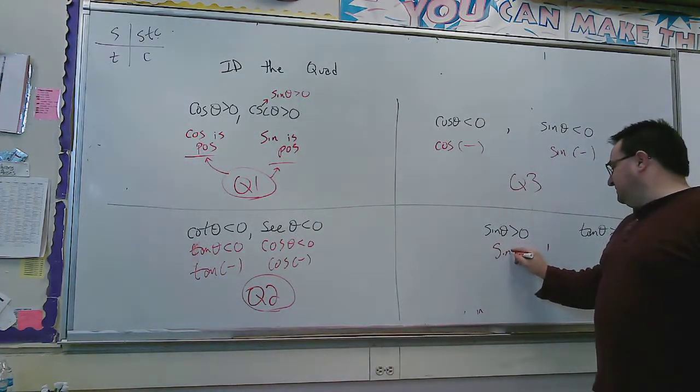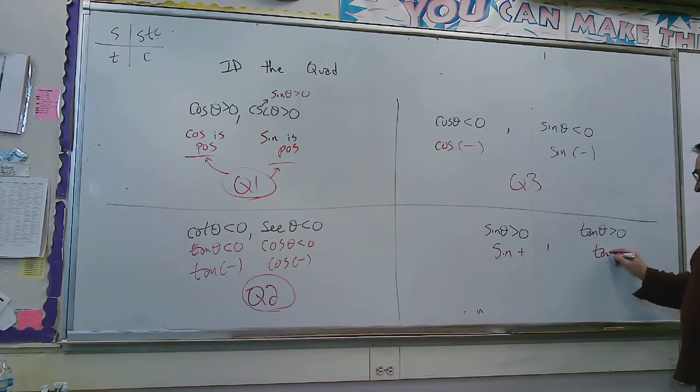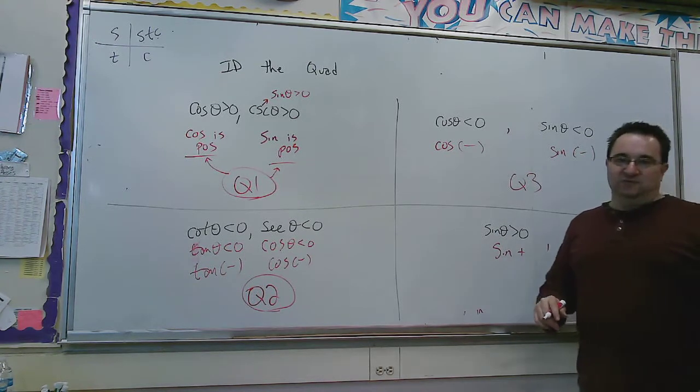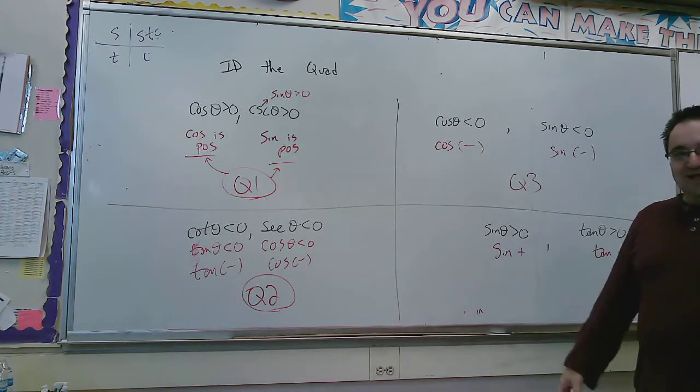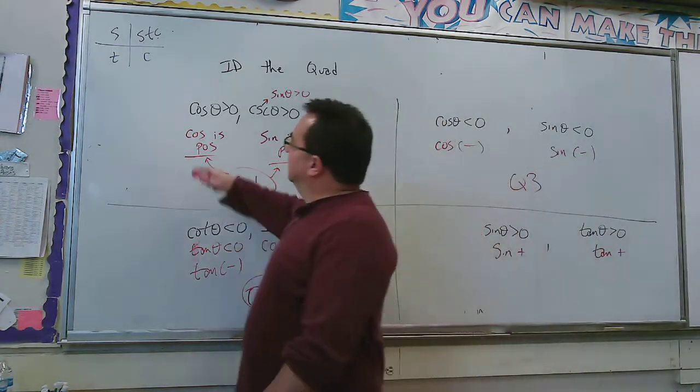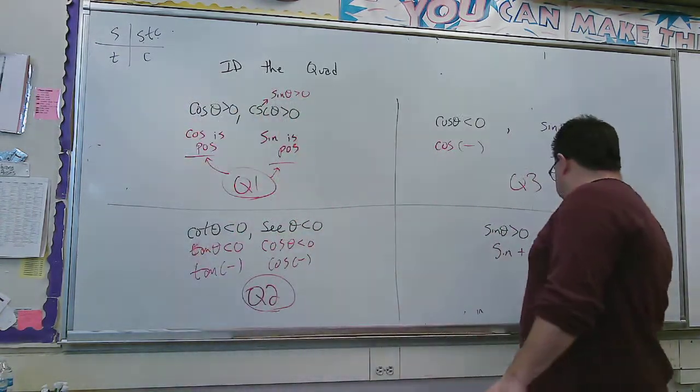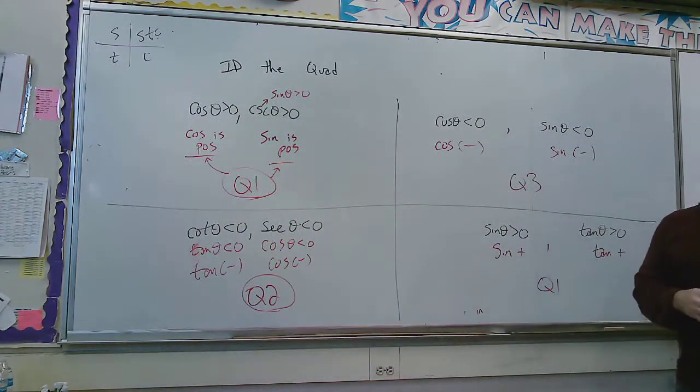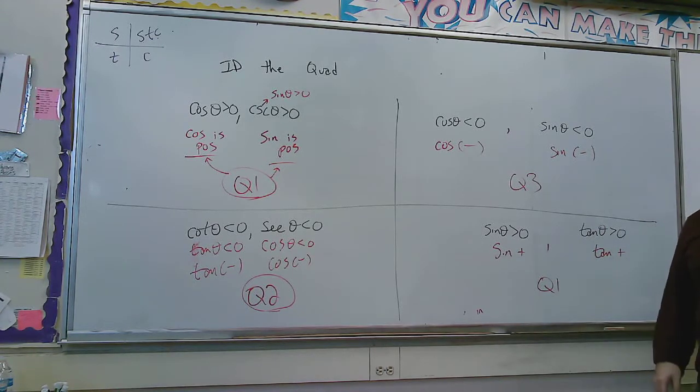Where is the sine positive and the tangent positive? What quadrant will you see both an S and a T? They're both positive. Only quadrant 1. Right? So you're going to do some problems like this.